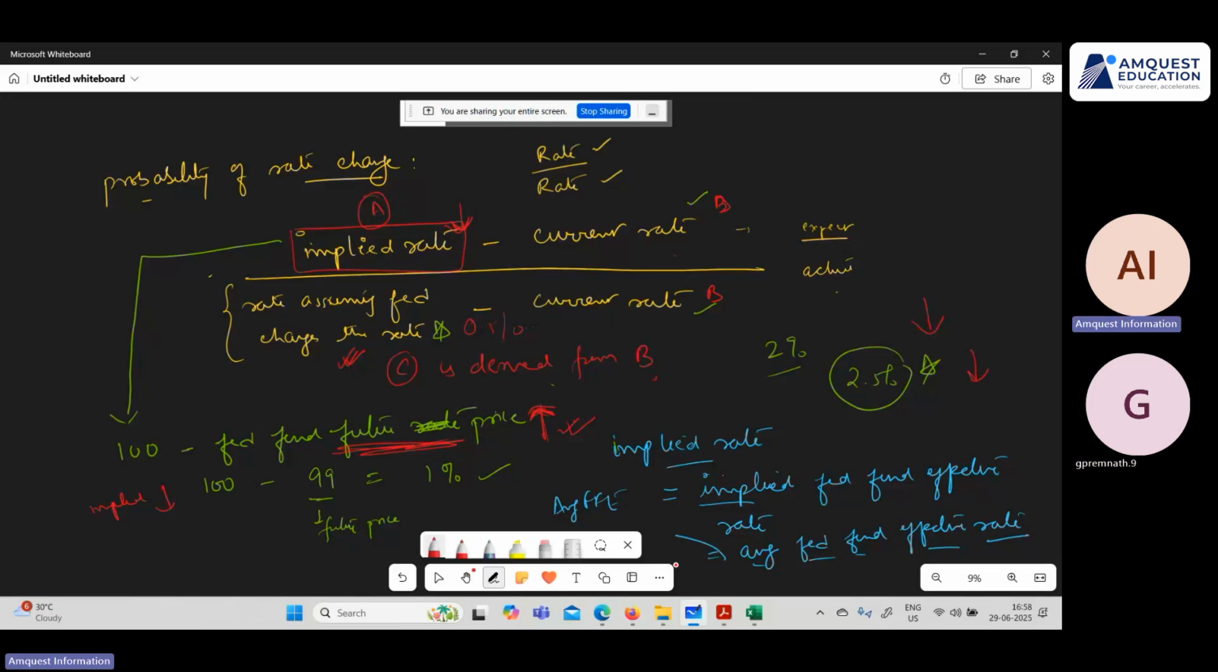I think we have spent a lot of time on these topics, and I hope that when you read these in your book, you will be confident in solving the questions.